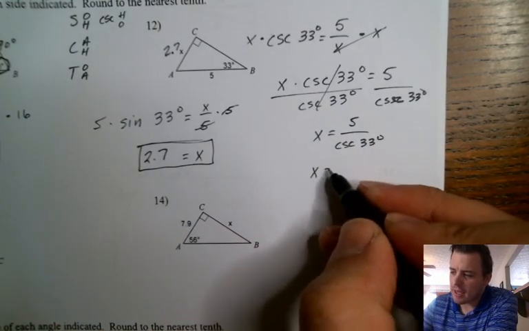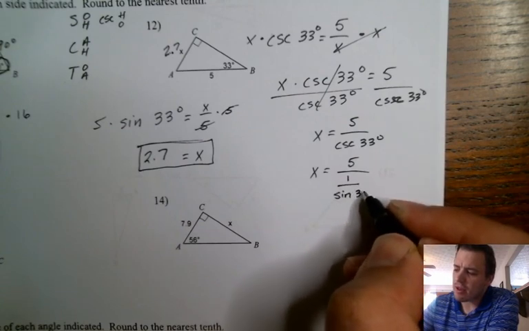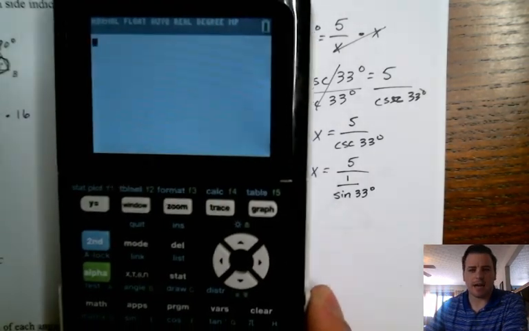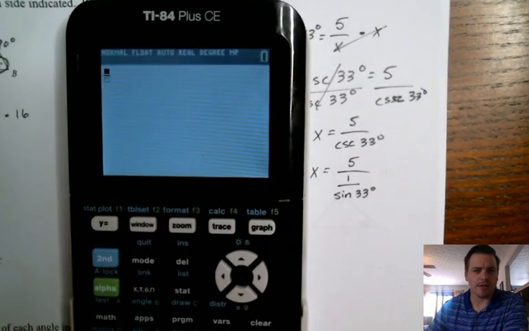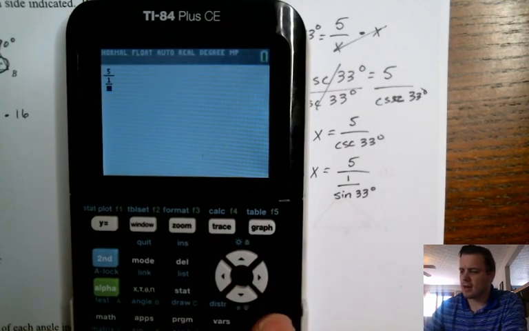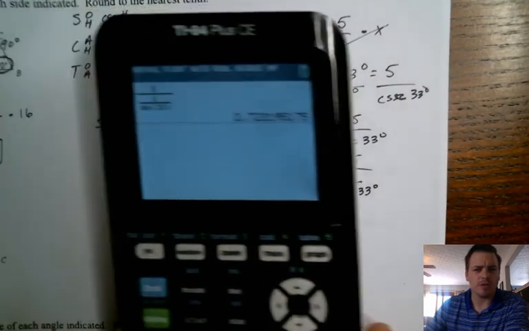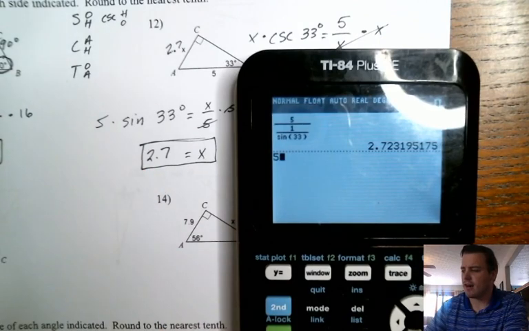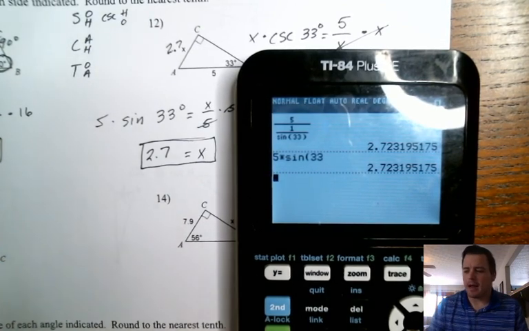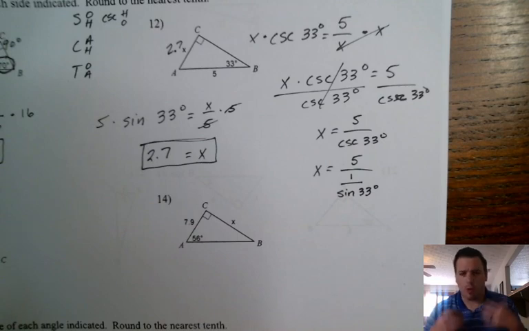So the way this would have to look would be x equals 5 over 1 over sine of 33 degrees. Okay? So type that into your calculator. Alpha y equals enter. 5 over, then do another alpha y equals fraction and do 1 over sine of 33 degrees. And we are in degree mode. So that's what we get, and we get 2.732, which is the same thing we found here, 5 times sine of 33. Okay? Just showing you, you have options here. But I would ask myself, what makes this easier on me?